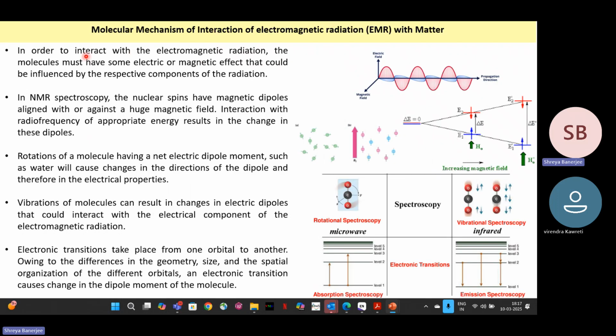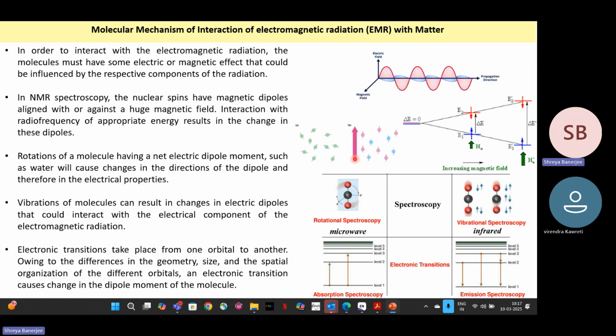Now, in order to interact with the electromagnetic radiation, the molecule must have some electric or magnetic field that can be influenced by the radiation. The radiation has both electric and magnetic fields in perpendicular directions. So the molecule must also have some electric or magnetic property to interact with the electromagnetic wave.